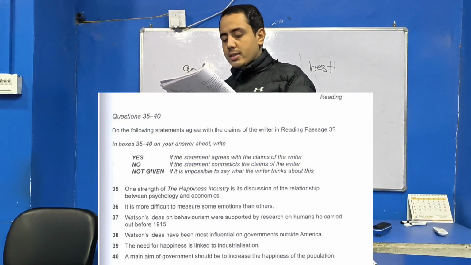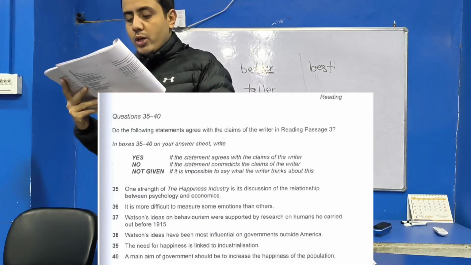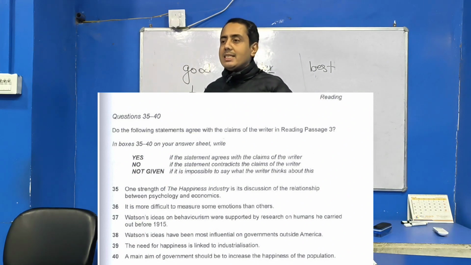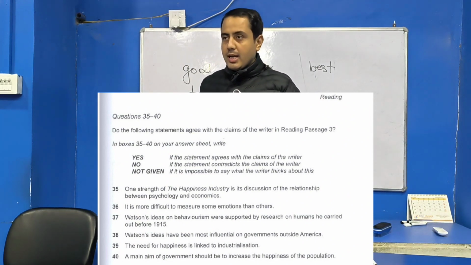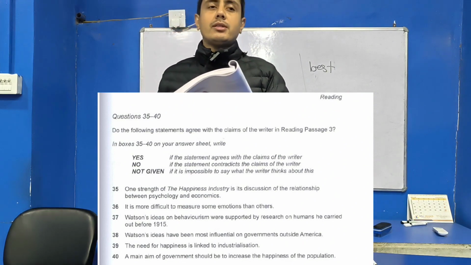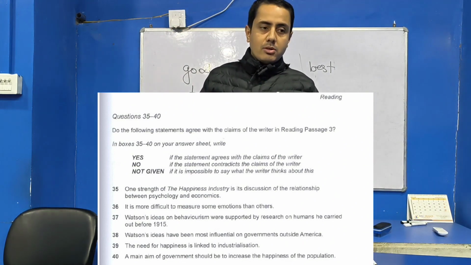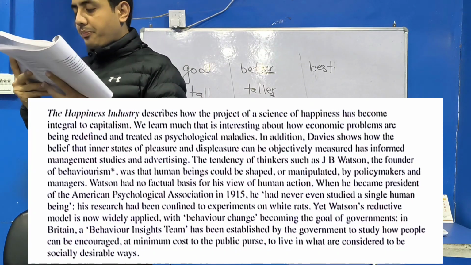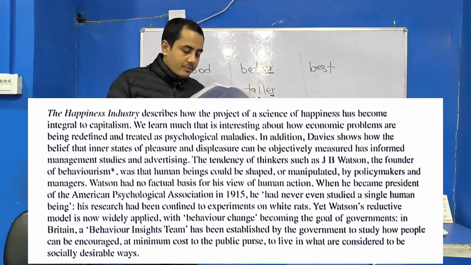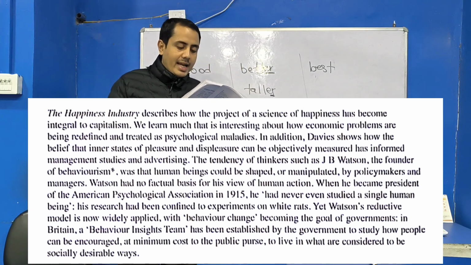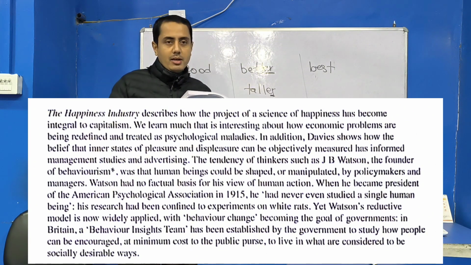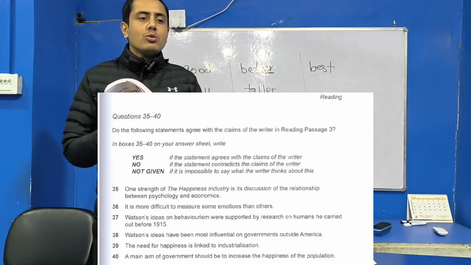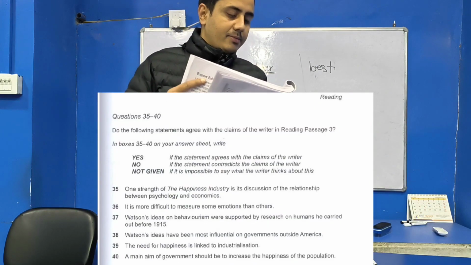37. Watson's ideas on behaviorism were supported by research on humans he carried out before 1915. So, whatever ideas he has on the topic of behaviorism, his ideas are based on human research before 1915. So, the date is given, 1915. Let's search in the text. Second last paragraph, 1915. It is so simple. Look at that. He had never even studied a single human being. So he had not done study on human beings. But the question says he had. So it is no. This one is very simple.